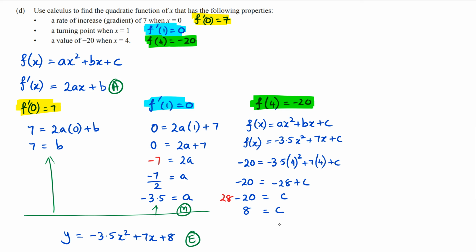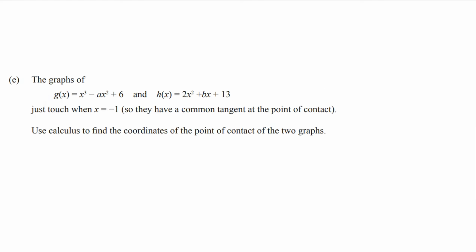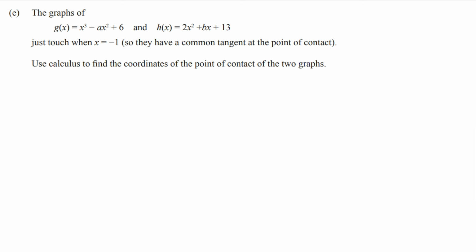Okay, so let's go to the next question, guys. All right, we're moving on to the next question here. What we have is two graphs, and they just touch when x equals -1. So they have a common tangent at the point of contact. Use calculus to find the coordinates of the points.